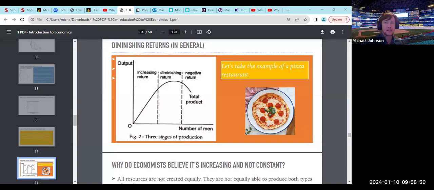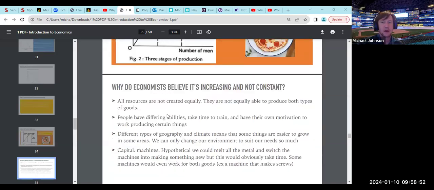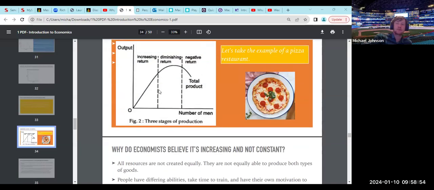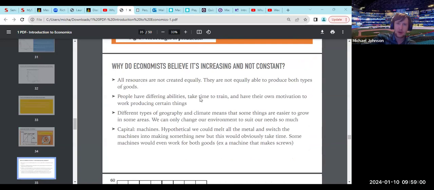Let's take an example of a pizza restaurant. You can increase production of pizza over time until a certain point, and then it just decreases. Why do economists believe the cost is increasing and not constant? All resources are not created equally. They're not equally able to produce both types of goods.